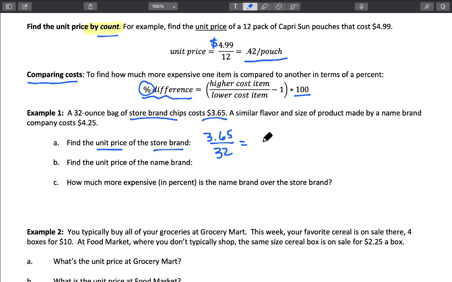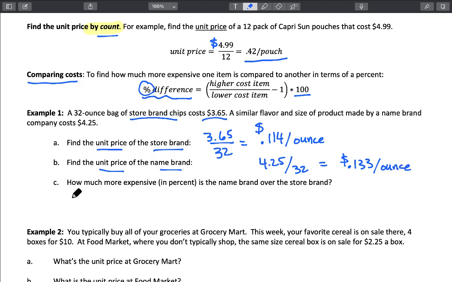When we do that, we're going to get 0.114, and I'm going to go to the nearest thousandths here. Remember, it goes tenths, hundredths, thousandths, and that's going to give me my cost in dollars per ounce. Next, let's do the same thing for the unit price of our name brand. So our name brand item was $4.25. We're going to divide that by 32 ounces, and when we do that, we're going to get $0.133, in other words, 13 and 3/10ths cents per ounce.